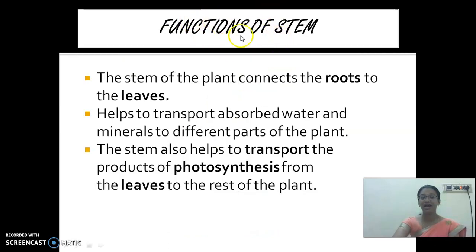Functions of stem, I told you, right? The stem helps to connect the root and the leaves, and it helps in the transport of water and minerals. So this is the function of stem.